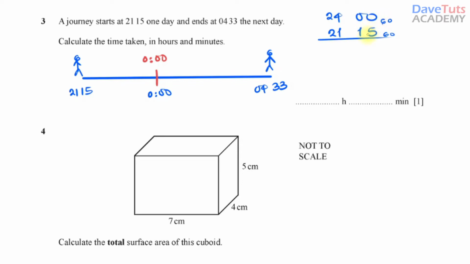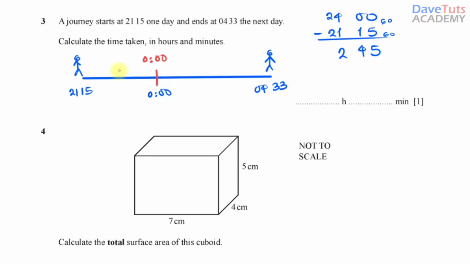Now 0, we cannot just say 0 minus 15, so we need to take 1 from here, but that one that we are taking will amount to 60. So 60 minus 15, that will be 45, and then this will remain 3 minus 1, that will be 2. So this is the first phase of the journey.